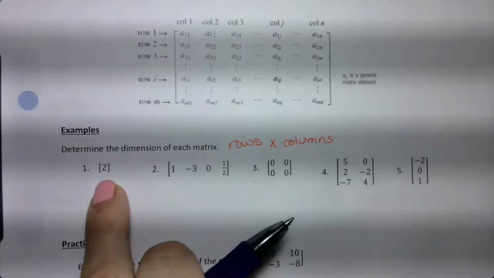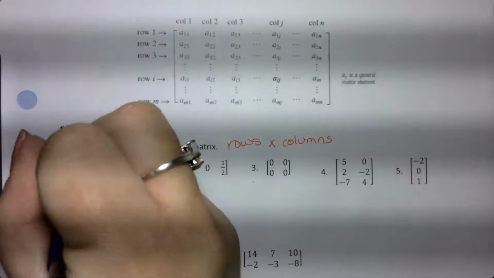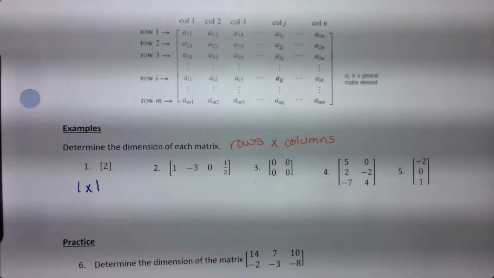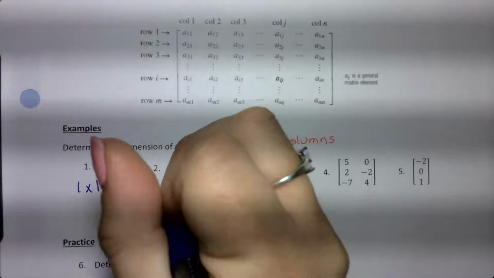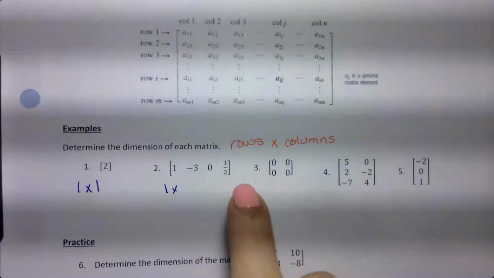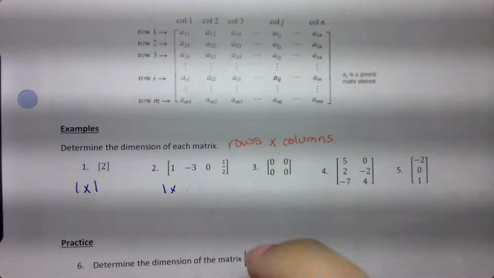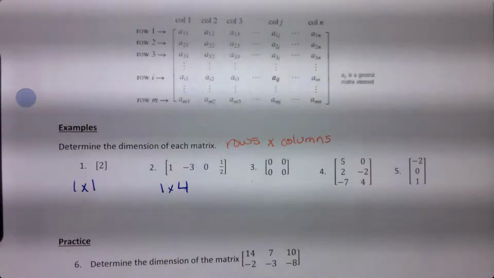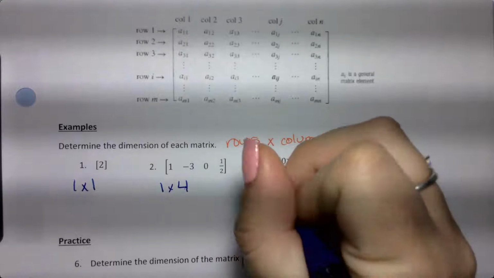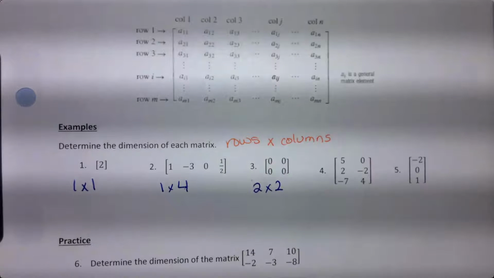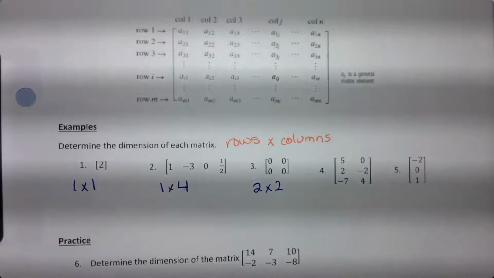So if I take a look at number 1, I have 1 row, 1 column. That's all I have to do here, is just give the size. Same thing for number 2. I have 1 row, because there is one thing going across, and there are 1, 2, 3, 4 columns. So my size or dimension of this matrix is 1 by 4. Over here, I have 2 rows and 2 columns. Right now, I don't care about what's inside these matrices. I just care about their sizes.